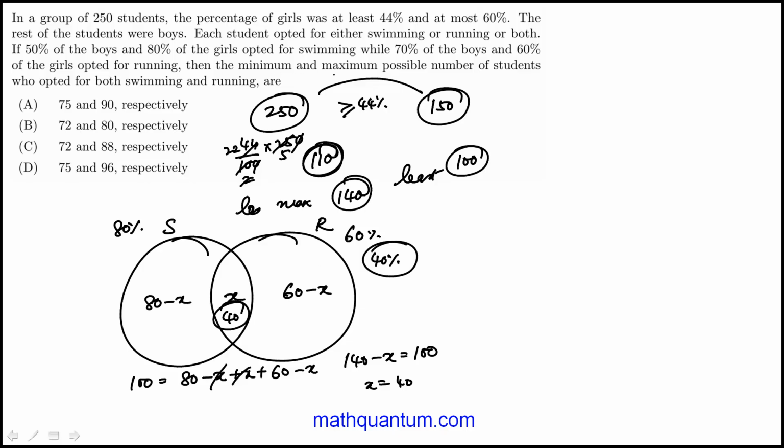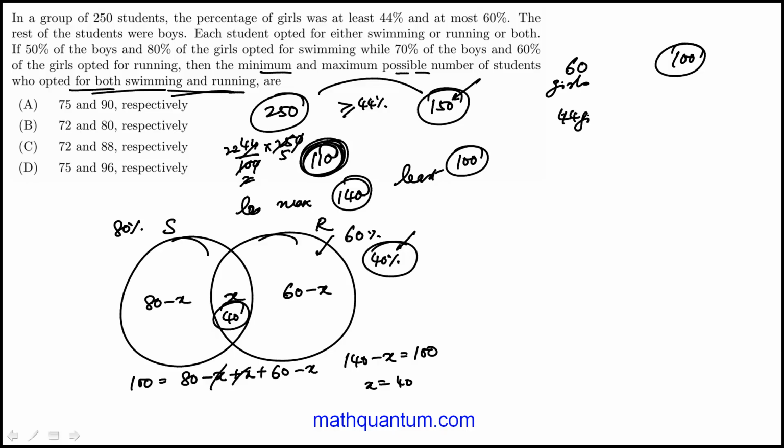And the question is, what's the minimum and maximum possible number of students who opted for both swimming and running? So if I compute the 40% of that 150, that would be the 60 girls. And you will have the boys, which would correspond to the 100 students. And I'll draw the Venn diagram for that as well. But the other extreme would be when we have 110 girls, and 40% of that would be 44.